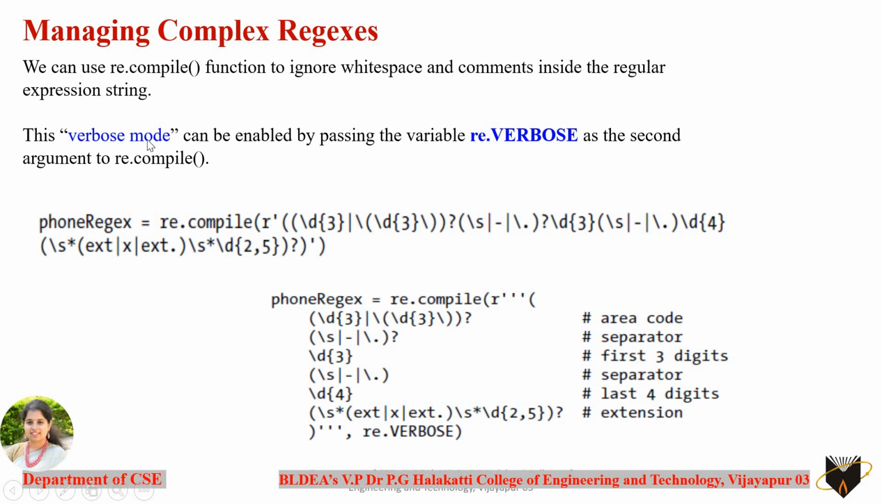So how is it done? This is done with the verbose mode. Verbose mode can be enabled by passing re.VERBOSE, all in uppercase letters. This has to be taken as it is, as a second argument again to the compile method. You can see this is one way, which is quite confusing, and this is the other way where you can use re.VERBOSE. What re.VERBOSE does is tell that the pattern needs to be considered by ignoring the multiple spaces and the comment lines which are part of the regular expression pattern.